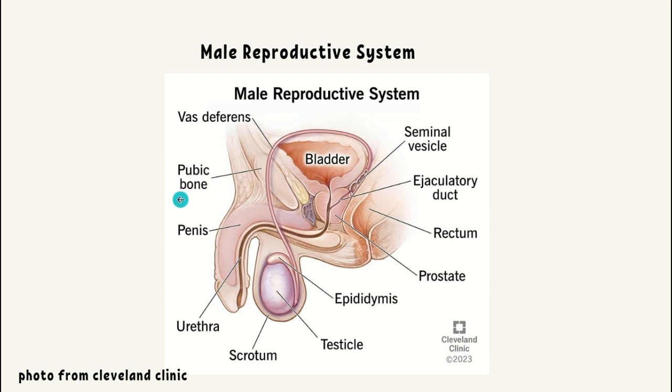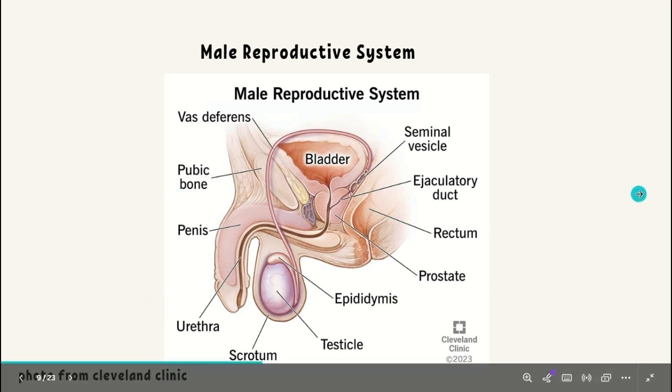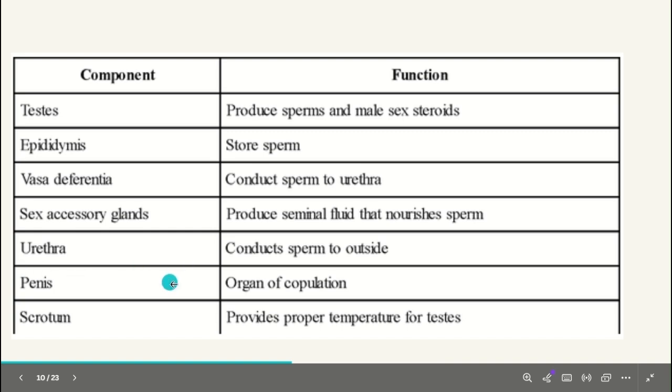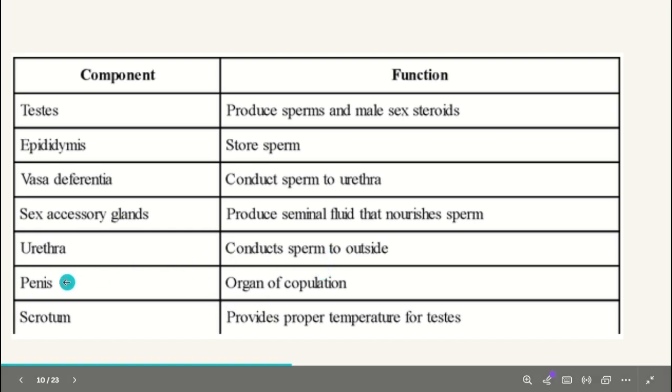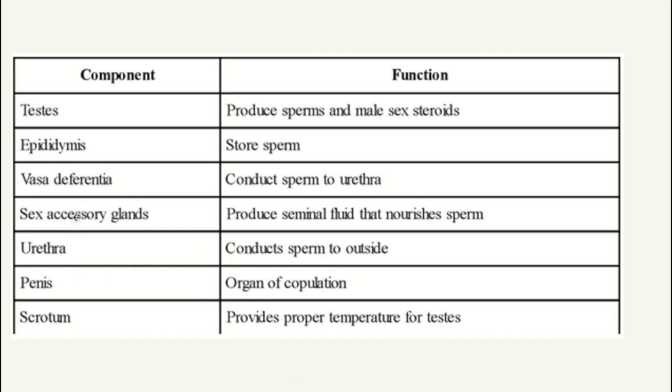Right? So basically, when we say that the penis is an organ of copulation, it basically means that it transfers sperm. That would be the best way for me to describe it. It transfers sperm. So when it transfers the sperm, it is basically what deposits the sperm into the female reproductive tract. So basically, that's what it means.